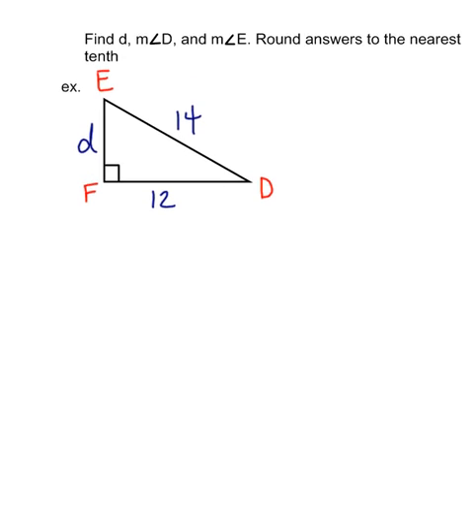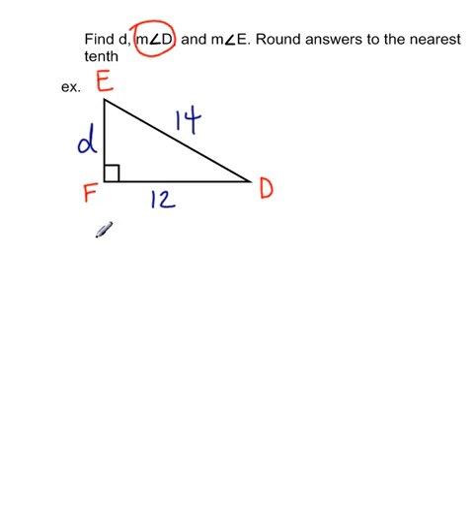First example, find the side length of D, which is located here, and find the measure of angle D, and find the measure of angle E. Round all the answers to the nearest tenth. Since this is the new portion today, finding these angle measurements, because the only angle measurement we have is the 90 degrees, let's get going and find measure of angle D first.